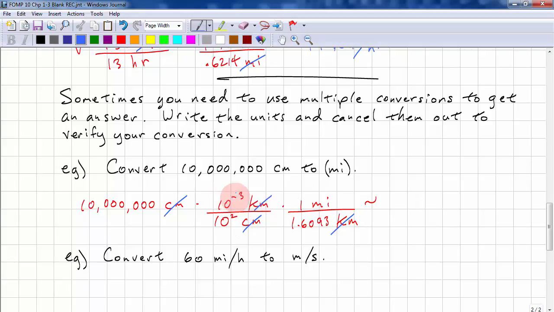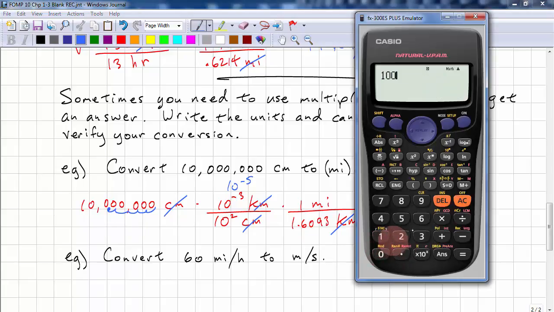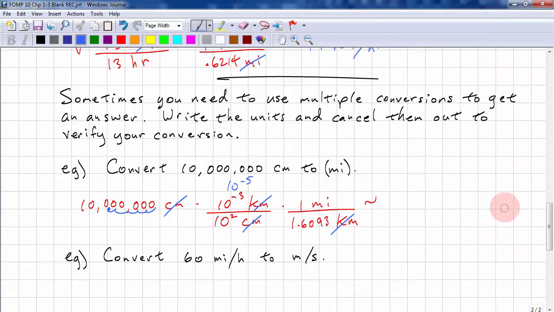So this is 10 to the negative 5 when we subtract. That means we need to move this over 1, 2, 3, 4, 5. So we're left with 100. On our calculator, we'll just press 100 divided by 1.6093. And we get approximately 62.1 miles.